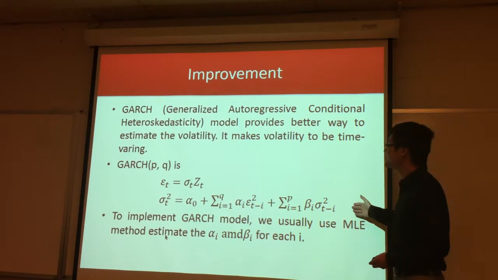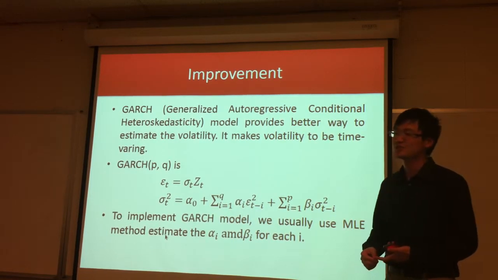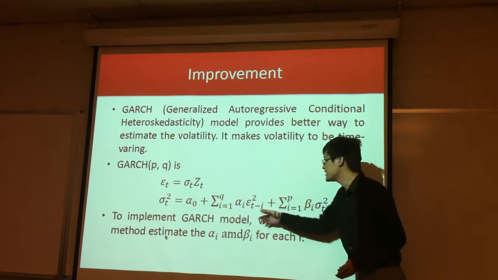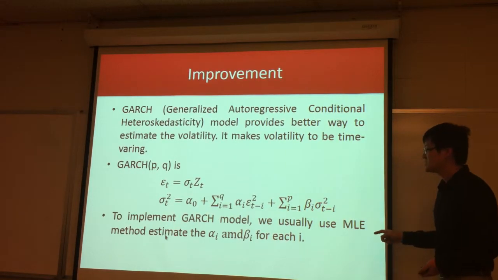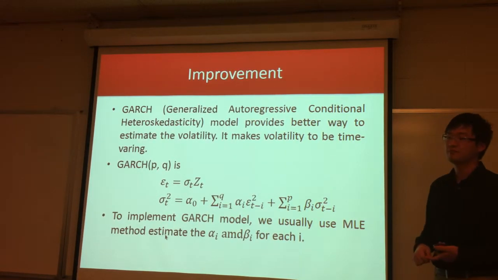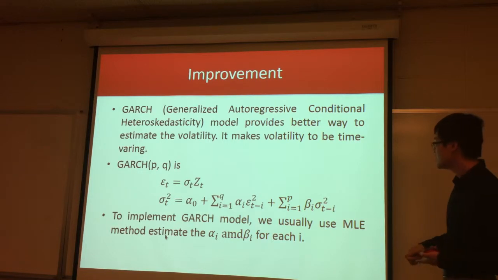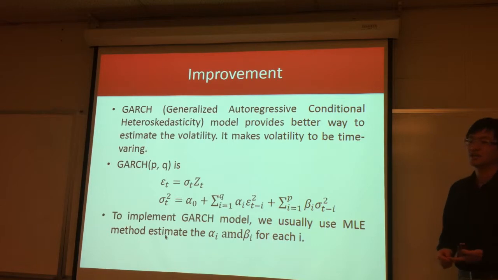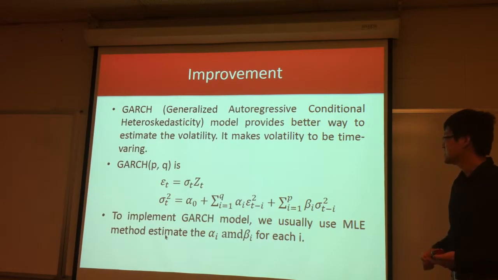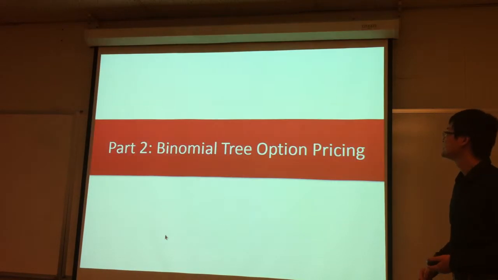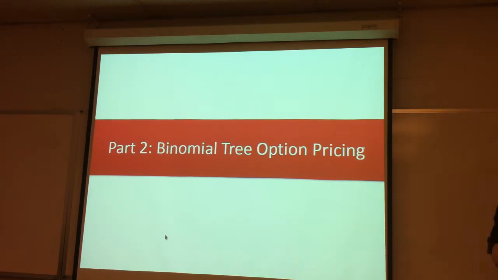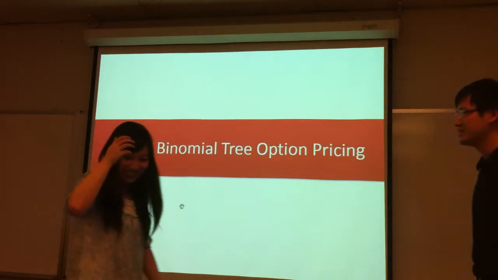How to implement this model? Generally speaking, you can use many methods to get the estimates of alpha and beta, but the most popular way is to use MLE, maximum likelihood estimation, to estimate these two parameters. And then you can calculate the volatility every day. And then let me introduce Mengyang Wang to give the general idea of the binomial tree pricing.